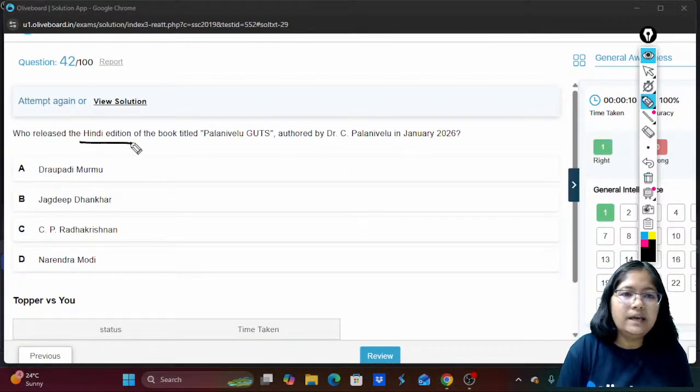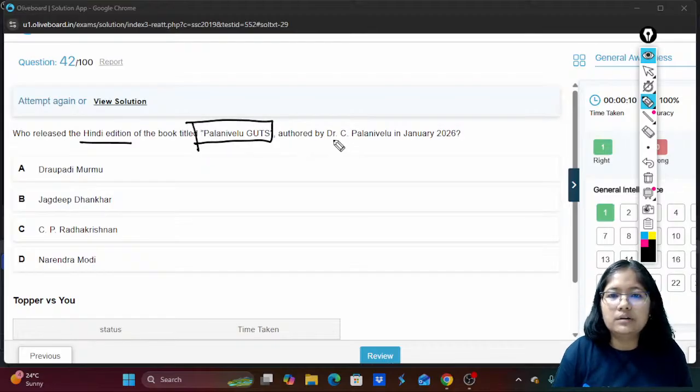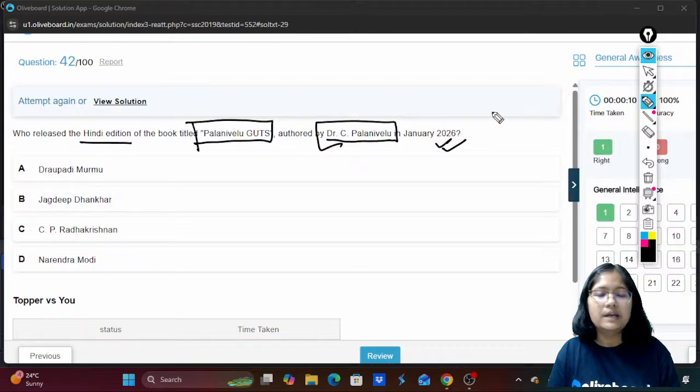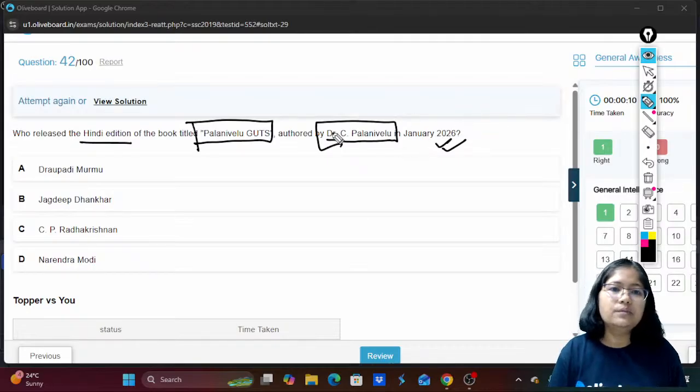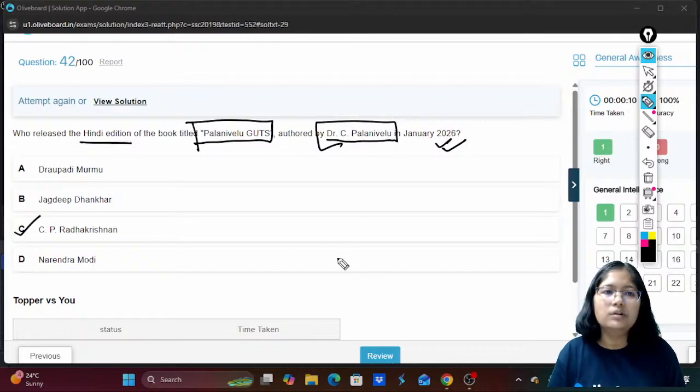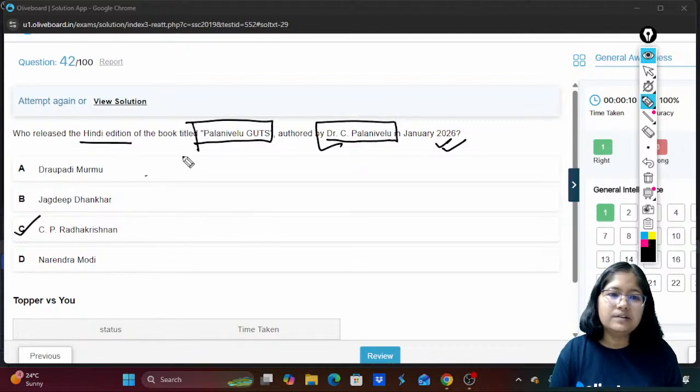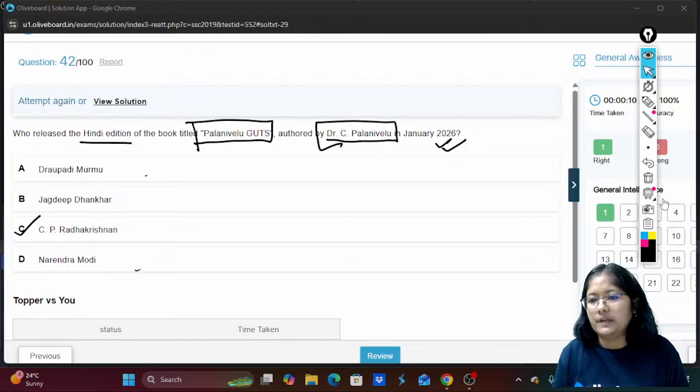Who released the Hindi edition of the book Palani Velu Guts, authored by Dr. C. Palanivelu in January 2026? So when you study in current affairs, the books and authors section, at that time you study this as well. Whenever a book is launched by the Vice President of India, by the President of India, or the Prime Minister of India, that book becomes important for your exam purpose. So if the Vice President, President, or Prime Minister will release a book, that means chances are high that it can come in your exam. Okay. Next question.